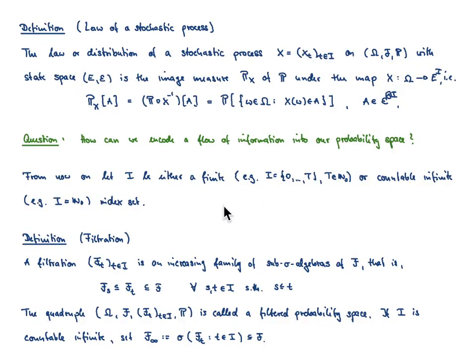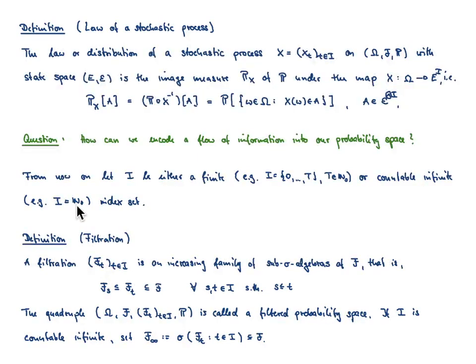So for simplicity, from now on I would like to restrict myself to discrete time processes, meaning that the index set I should be either a finite set, for instance, a set from 0 to capital T, where T is some natural number, or it should be a countably infinite set, for instance, the natural numbers including 0.